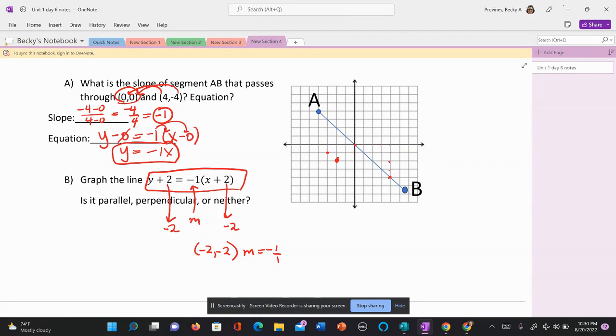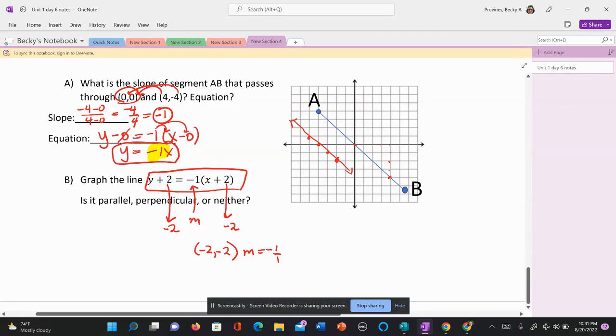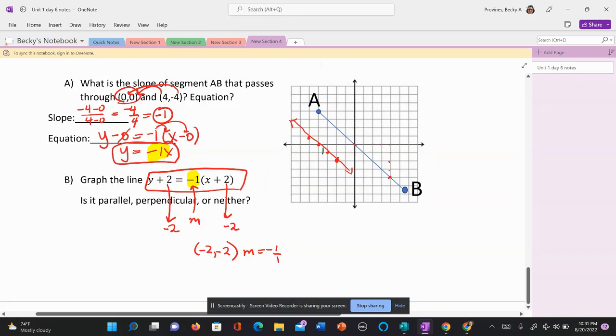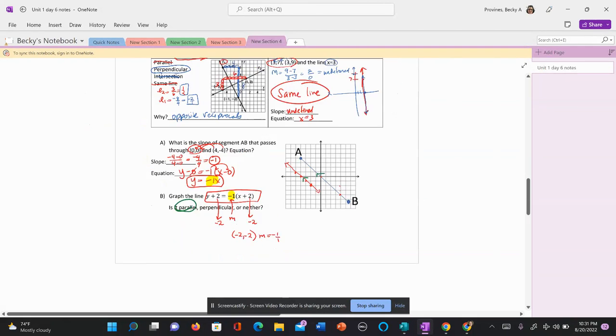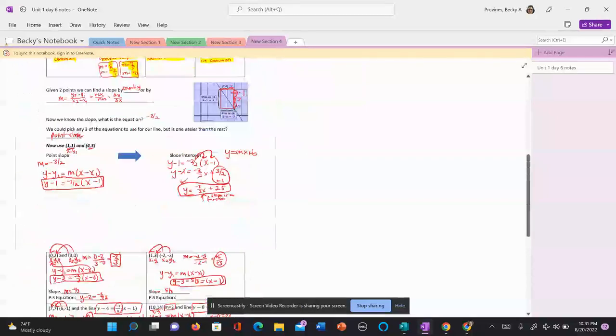So up 1, back 1, up 1, back 1, up 1, back 1. All right, let me see if I can halfway draw that in. Now what you can see though is they have the same slope. So let's get the highlighter. Here my slope is negative 1. Here my slope is negative 1. These lines are not intersecting, so they are definitely parallel. So I'm going to put my parallel symbol on it. So they are parallel. All right, that is it. Come to tutorial or ask your teacher if you have any questions.